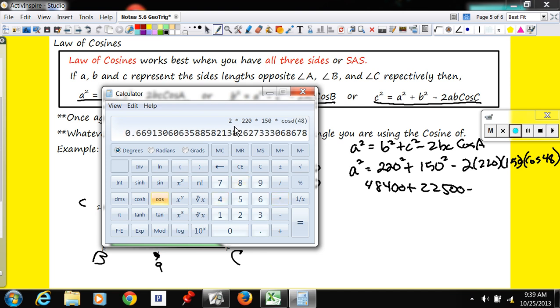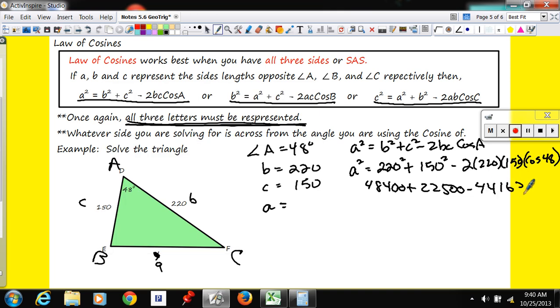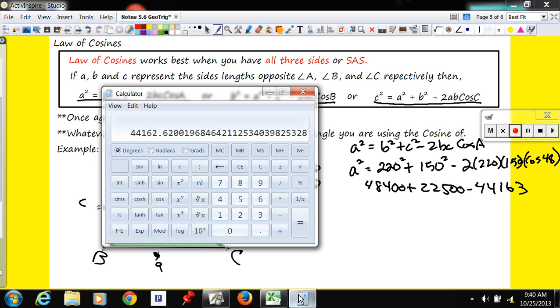So I'm doing 2 times 220 times 150 times the cosine of 48, all in one shot in my calculator. And I hit equals, and I get 44,163 when I round it off. So now I'm just going to add these two and subtract, and then I'll know what a squared is. So 48,400 plus 22,500.